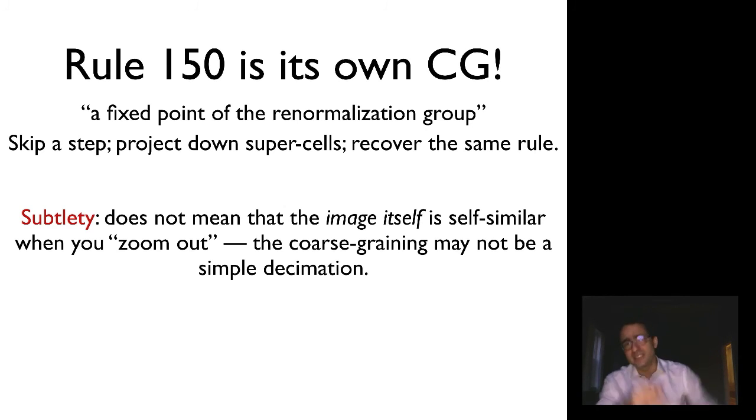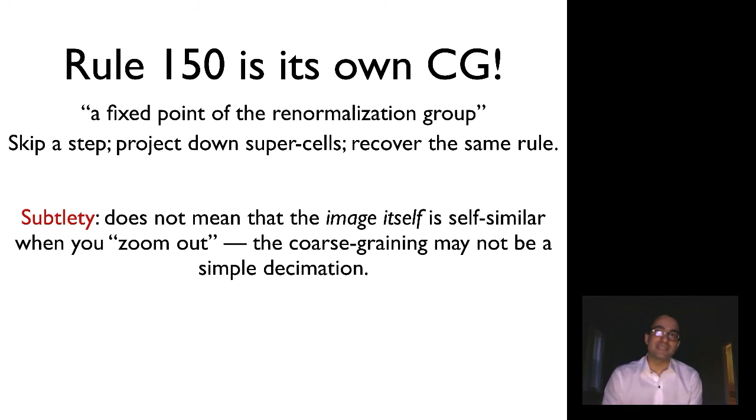Now, it's important to notice there's a subtlety here, right? It doesn't mean that the image itself is self-similar. It doesn't necessarily mean that Rule 150 is fractal in some interesting way, because the coarse graining may not be the kind of coarse graining that just simply zooms out. Consider, for example, the projection we had going from Rule 105 to 150.